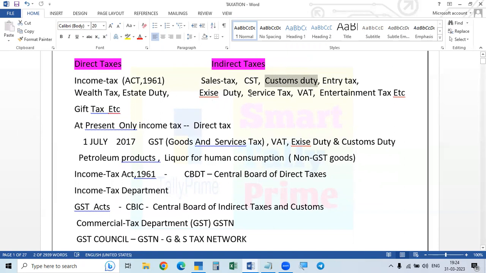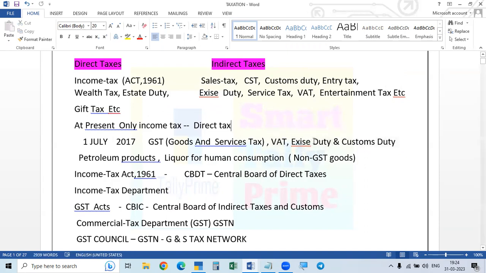Entry tax and excise duty were there. Service tax and all these are abolished, and VAT and entertainment tax are also abolished. But excise duty, VAT, and customs duty are not related to the people. They are there always. So instead of sales tax, they introduced goods and services tax. And the VAT, excise duty, and customs duty are there always because customs duty is for imports. So along with goods and services tax, VAT and excise duty are still available now in India.